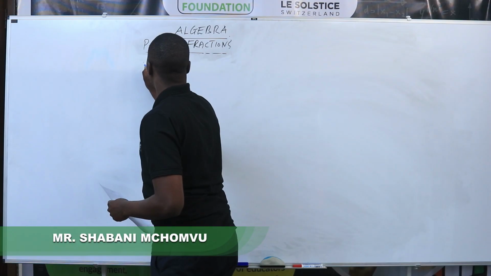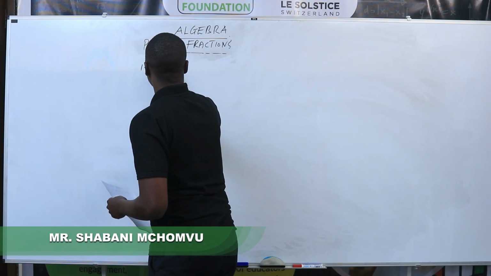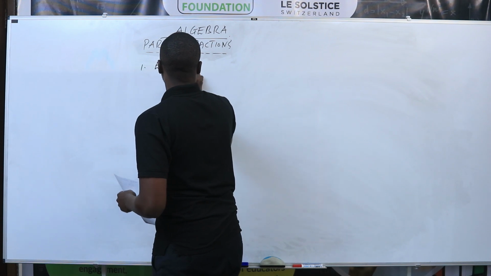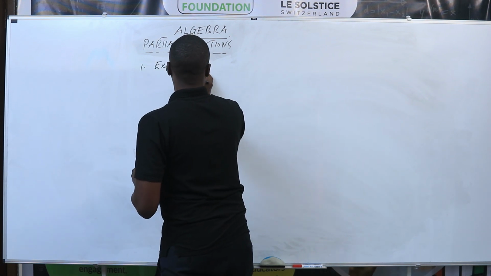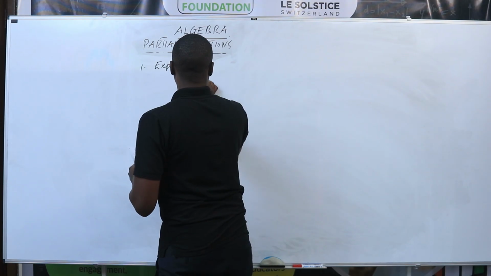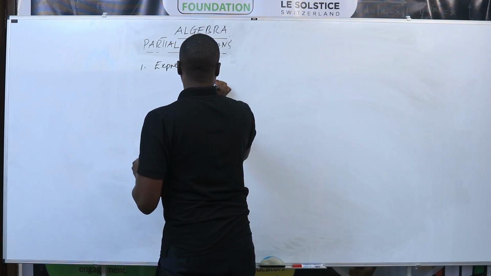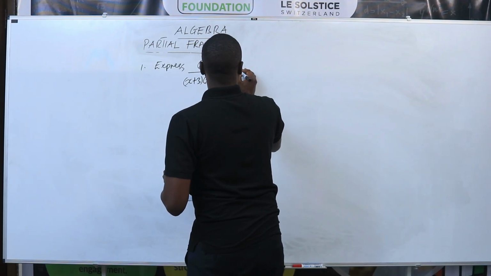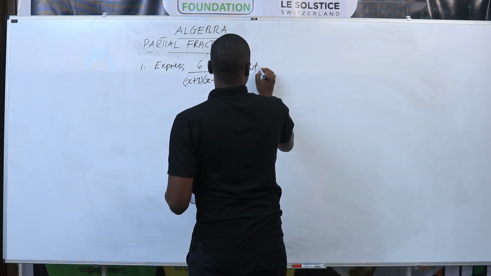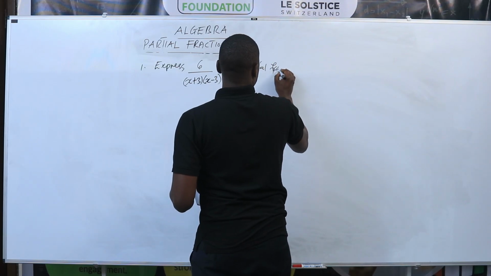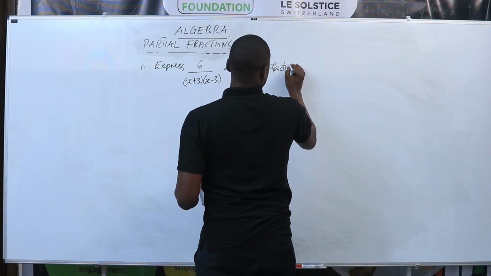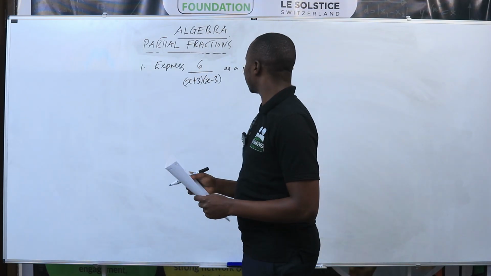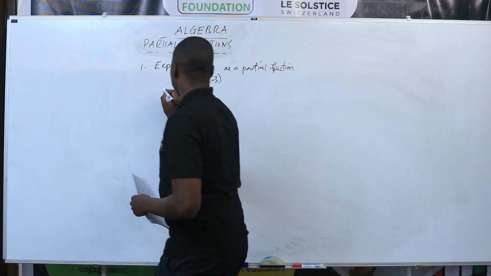Example number 1. Express 6 over (x plus 3)(x minus 3) as a partial fraction. Yes, now the problem just looks like that. So, solution.